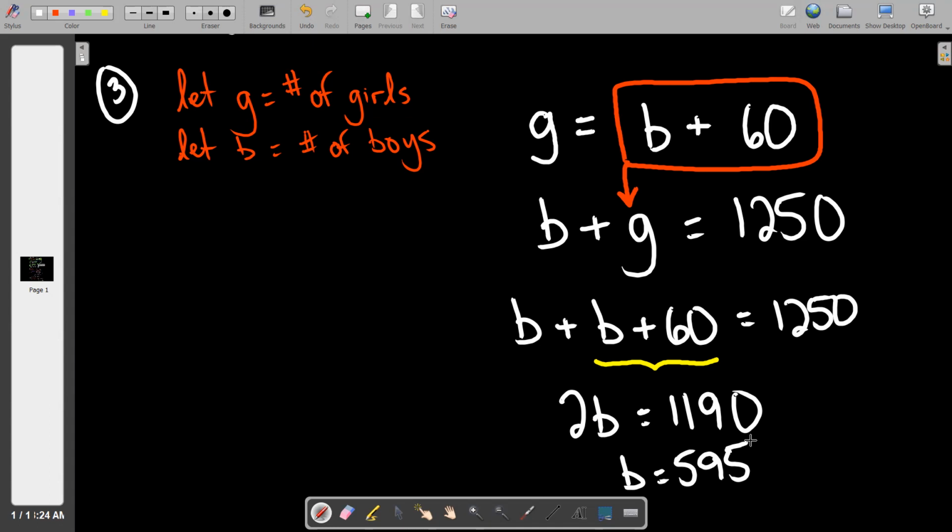What does it ask us for? It says how many girls? There's no mention of boys. So listen, I'm not going to sit here and tell you that the 595 that we just found is worthless. It's just not how we're going to answer the question. But I need it because without it, I can't find what the problem wants me to find. So where am I going to put the 595?